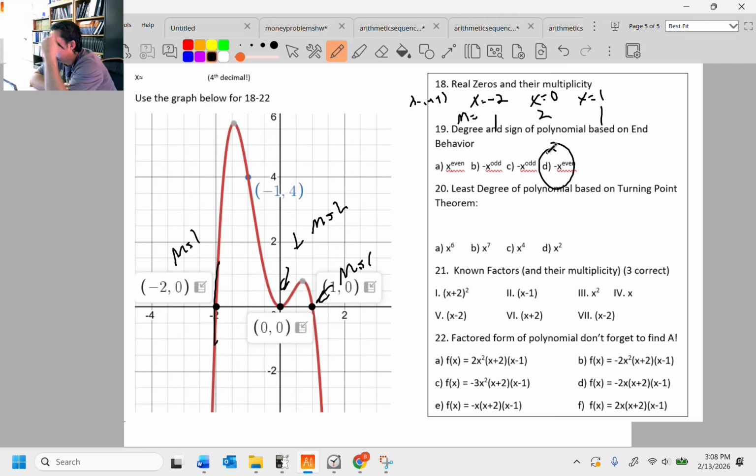Least degree of the polynomial based on turning point theorem. This thing has 1, 2, 3 turning points. The theorem says x to the n is the number of turning points plus 1. This thing has 3 turning points. It is x to the 4th.